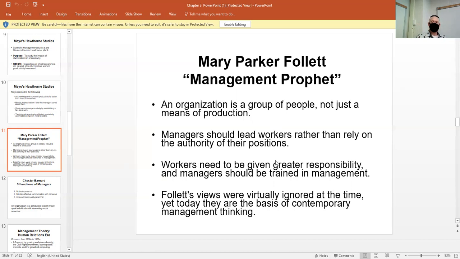Workers need to be given greater responsibility, and managers need to be trained in management. Hey, I like this Mary Parker Follett chick. She's pretty smart. She's saying some good stuff, to me, on here. Workers need to be given greater responsibility because it helps them to grow. If everybody isn't given a chance to carry projects and things like that, then the ones who aren't getting those opportunities are getting stunted in their growth in the workplace. So it covers that. And managers should be trained in management.